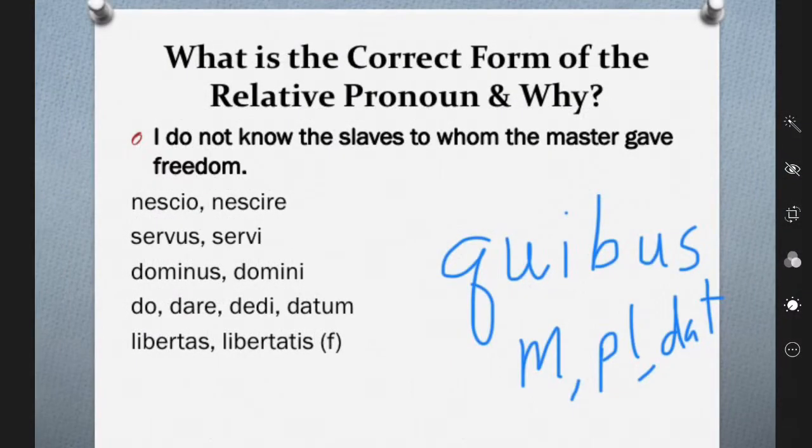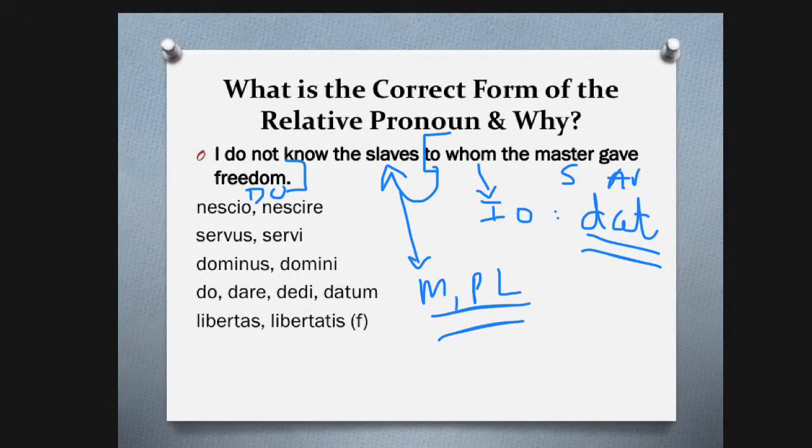If you said that the correct form of the relative pronoun in this sentence is quibus, congratulations, you are correct. Can you explain why? Let's see if your explanation matches mine. The relative clause starts at "to whom" and ends with "freedom." The antecedent of "whom" is slaves, which is what makes it masculine and plural. "To whom" is the indirect object.